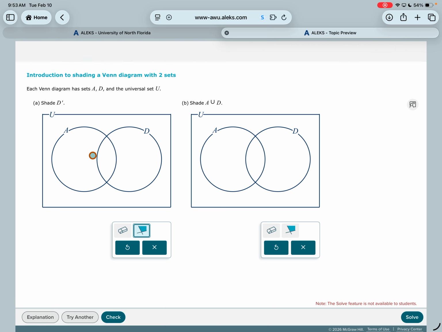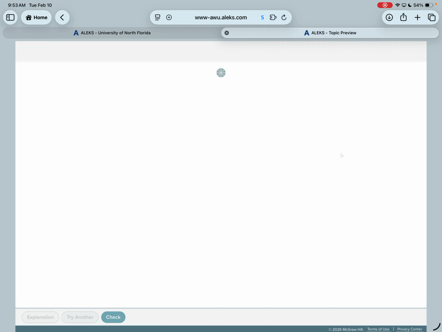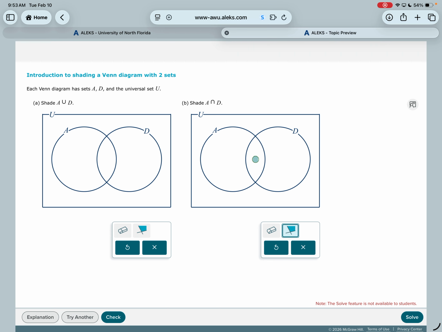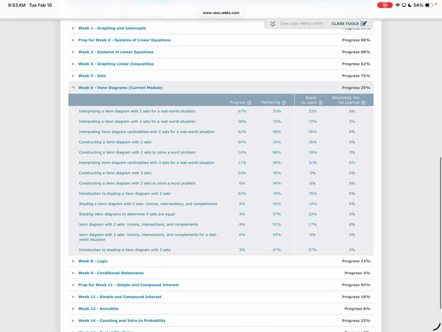So the shade D naught would be everything not in D, right? A union D is anything that is in A or D. So it's everything inside the circles when you do union. The intersection is the only other one that's on this topic, and the intersection is what they share. What does A and D share? That would only be the middle one, okay? That first shading's not bad.